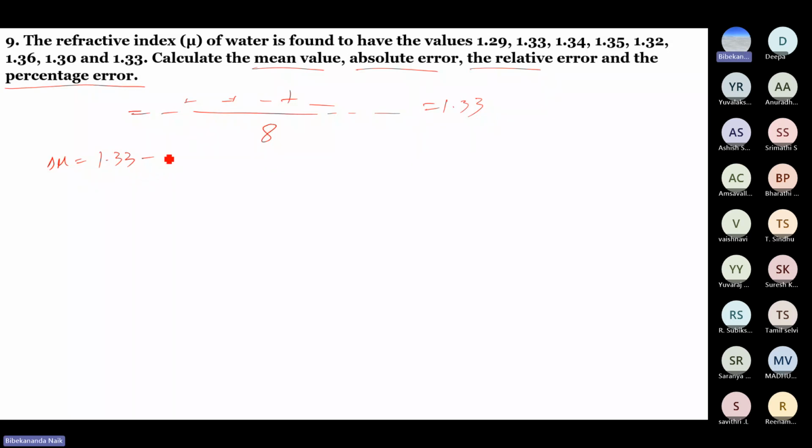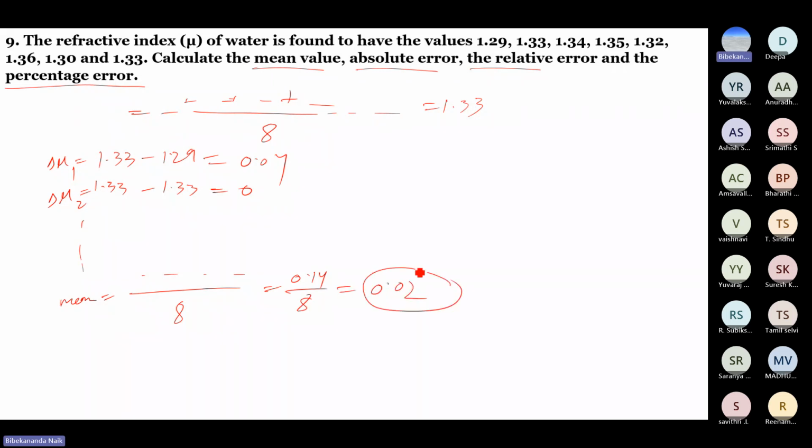So it will be 1.33 minus 1.29, which is 0.04. Then since the second reading is 1.33 also, there will be no absolute error. Del mu 1, del mu 2, like this. After calculating all these del mu's, the mean absolute error will be the summation of all those del mu's divided by 8. The summation is 0.14 divided by 8, which is 0.02. So this 0.02 is your mean absolute error.